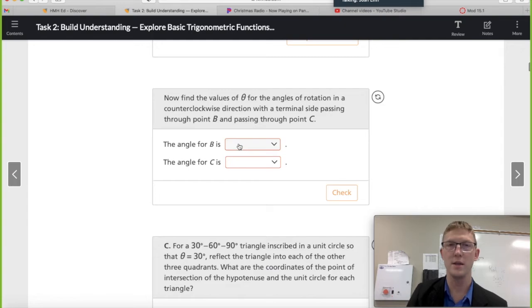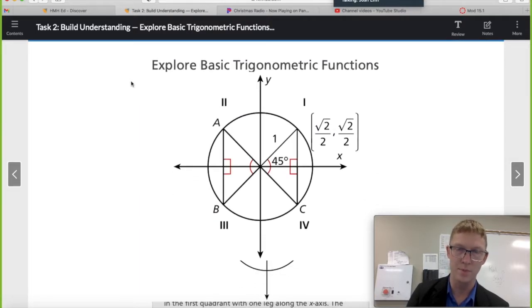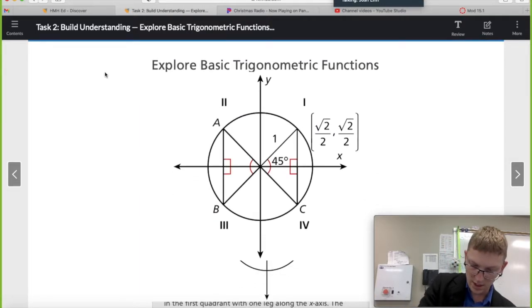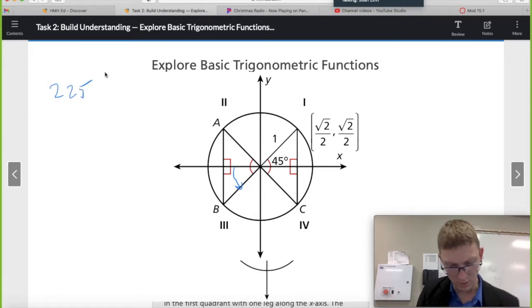So now find the values of theta for the angles of rotation in a counterclockwise direction with the terminal side passing through point B and passing through point C. So we can do the same thing. So we've got 180 plus 45 degrees. Oh no. 180 plus 45. I totally know that off the top of my head. I'm not bad at basic arithmetic.